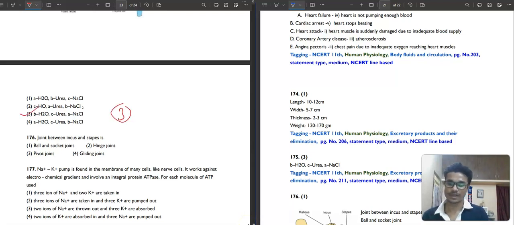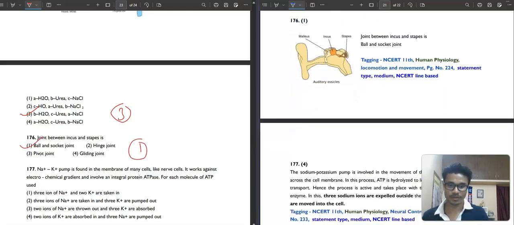Then question number 176. It is saying, the joint between incus and stapes is a ball and socket joint, hinge joint, pivot joint, or gliding joint. The joint between incus and stapes is your ball and socket joint. First option.